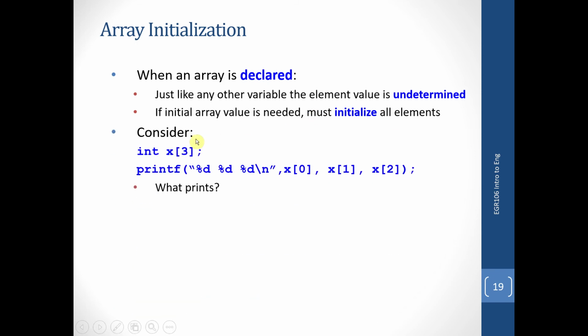For example, if I declare this really, really small array, int x of 3, that means the element numbers are 0, 1, and 2, and I print this out without storing anything in them, what will print? Well, it'll be random garbage. We have no idea what will print. It'll probably be addresses and just junk.